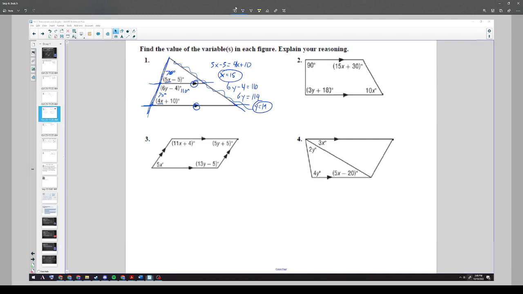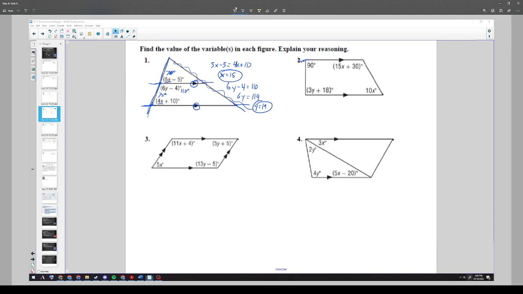So we get our y and x that way, and we are using transversal rules even though these shapes don't necessarily look like transversals. So if you'd like to try the others, you can. I'm not going to fully solve the rest, but I will talk about our strategy for working through them.